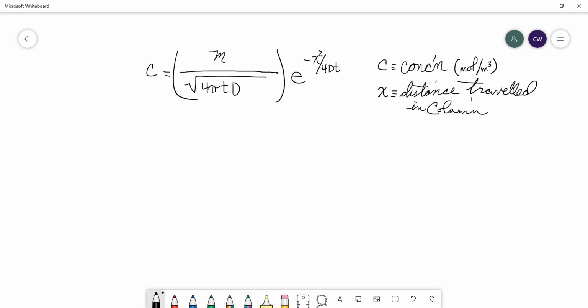All right, got another couple minutes. So that's one aspect of band broadening that we need to consider. There are others.